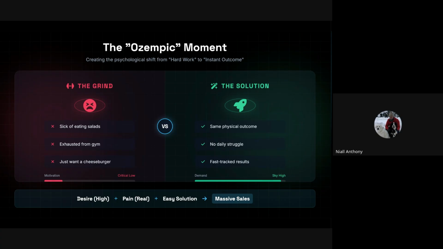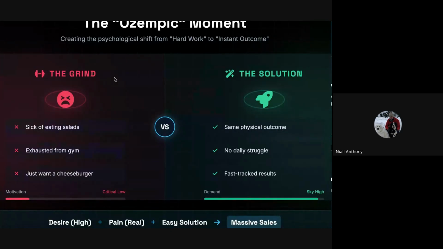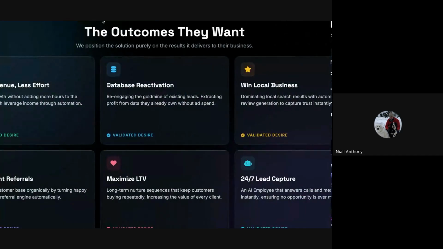Now, what we do is we create the same effect. This is called the gulf. This is the gulf, right? This is the gap, and it becomes bigger and bigger and bigger. They still want the outcome, and we all of a sudden can solve that outcome with our product and service.